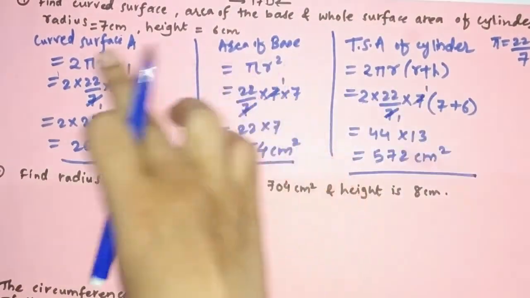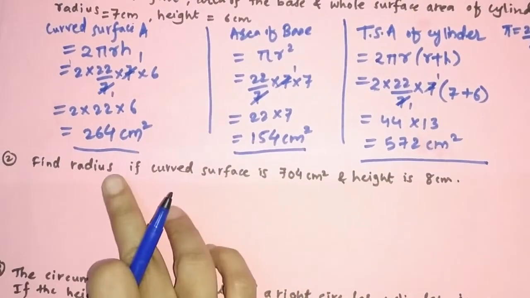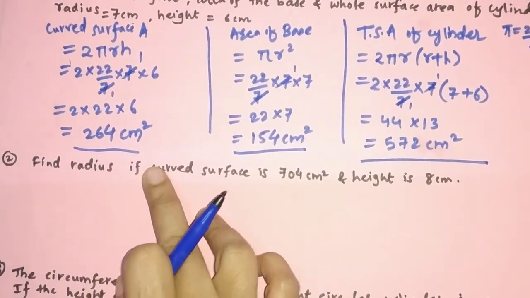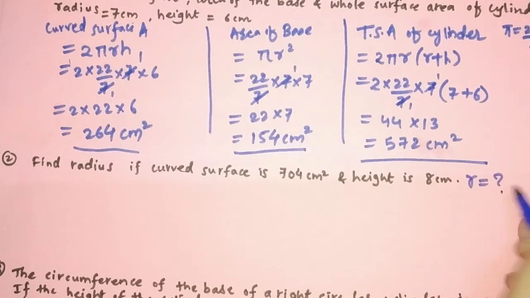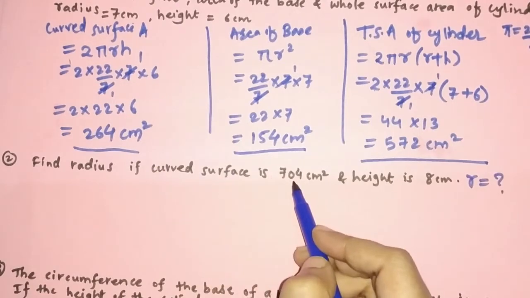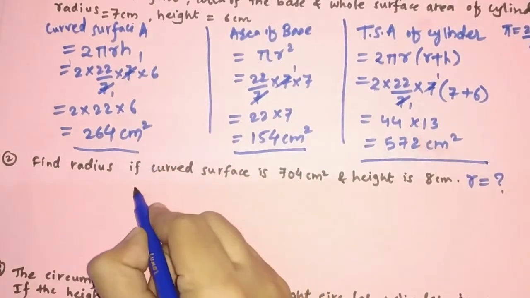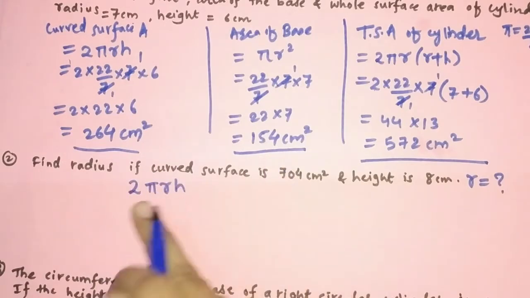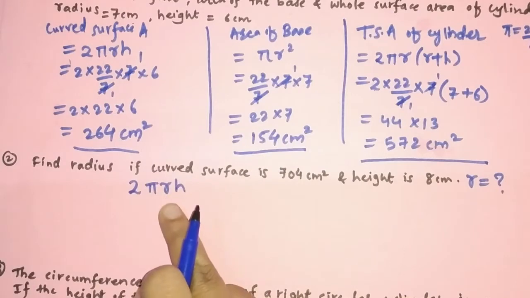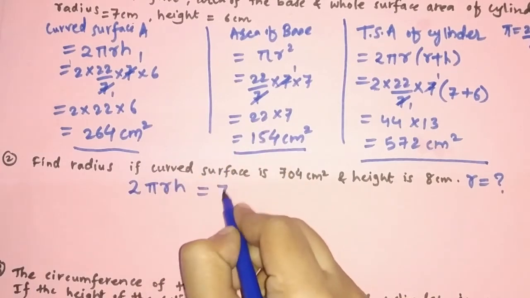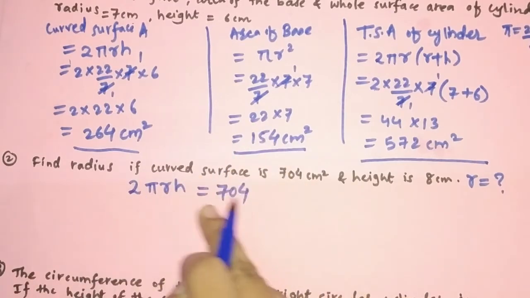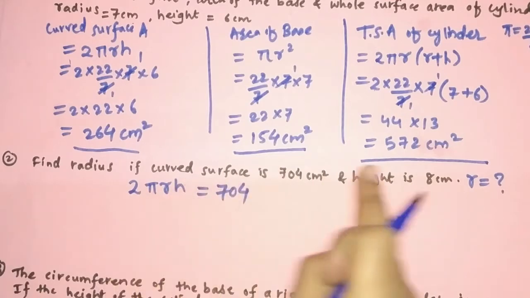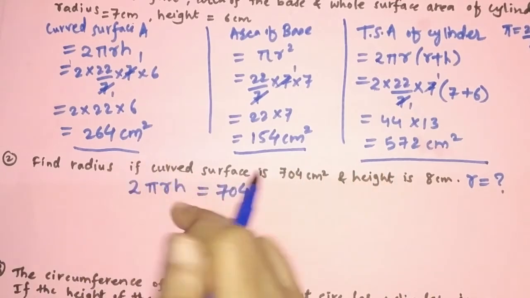Just remember the formulas. Now the next question is to find radius. We have to find out r, if curved surface area and height are given. So we know that curved surface area is 2 pi rh, which is given as 704. This is the given data. So in this formula we'll keep height and we'll find r.